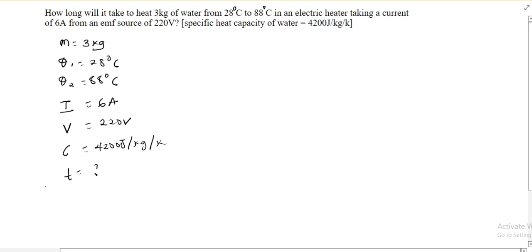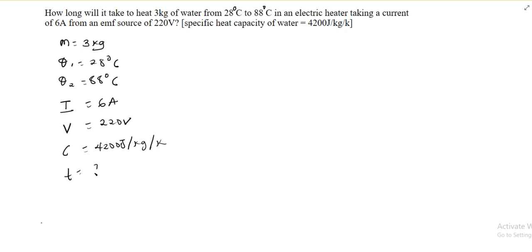Now, what you have to understand in this question is that we are still using the normal formula that says heat lost is equal to heat gained. But in this case, the heat is being lost by the heater, while the heat is being gained by the water. So it is the heat lost by the heater that the water uses to change its own temperature. So to get the heat lost by the heater, we have to use our formula from heat energy.